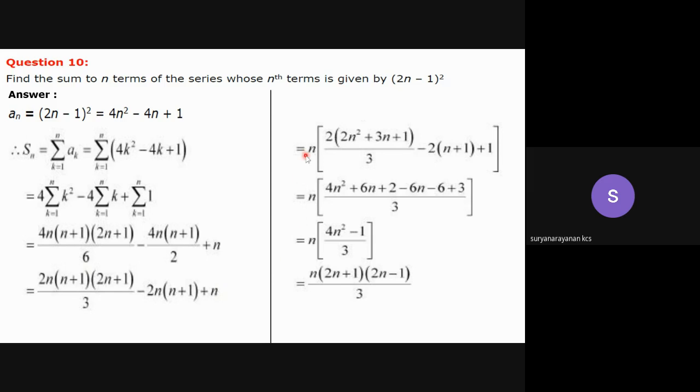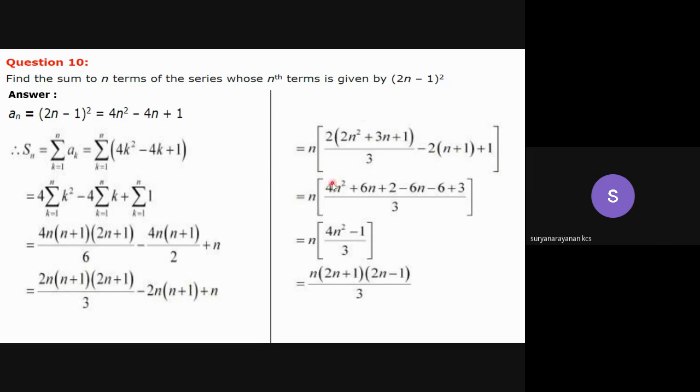Okay, my children? Right. That is equal to, if you observe these three terms, n is a common factor. That is why we have taken out the common factor n. Then from the first term, what will you get? 2 into n plus 1 into 2n plus 1 by 3. So multiplying the two expressions, we get 2n square plus 3n plus 1 by 3, minus, after taking the common factor n outside, what is the second term? 2 into n plus 1, plus, after taking n as a common factor from the third term, we get here plus 1. Okay.